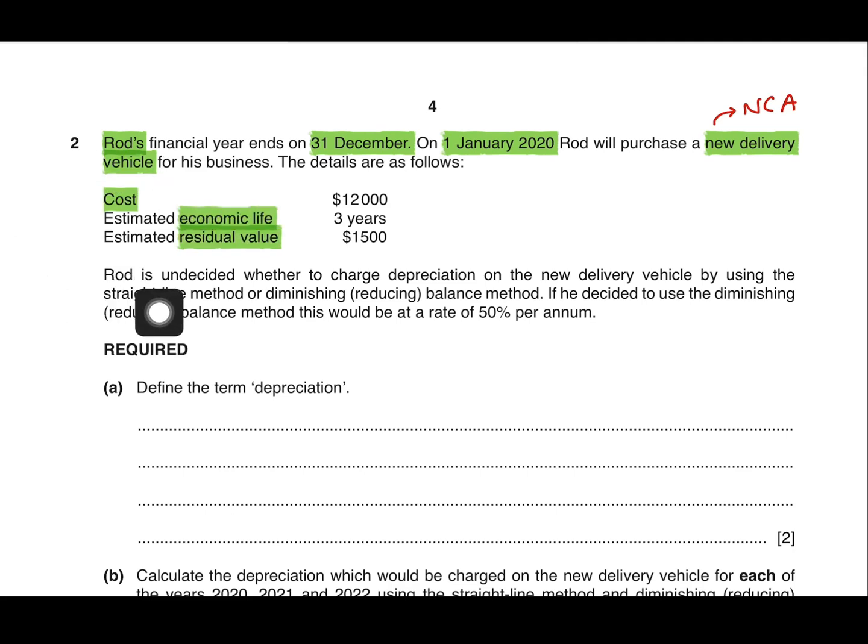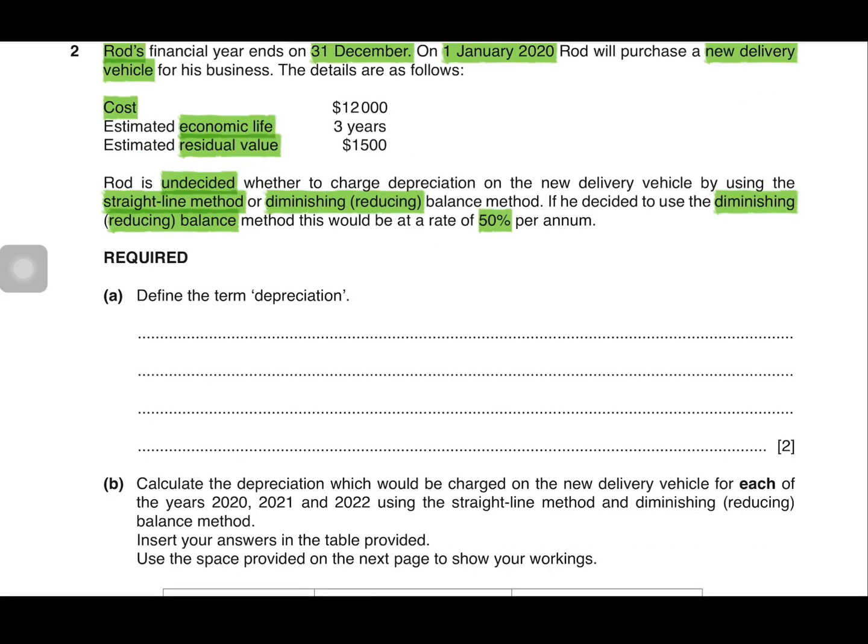It further says that Rod is undecided whether to charge depreciation on the new delivery vehicle by using the straight line method or the diminishing or reducing balance method. So he isn't sure yet. If he decided to use the diminishing or reducing balance method, this would be at a rate of 50% per annum, right? So we know that if we are asked to calculate depreciation using the reducing balance method, then we'll use the rate 50%. And if straight line method, then we have the cost, the life and the residual value.